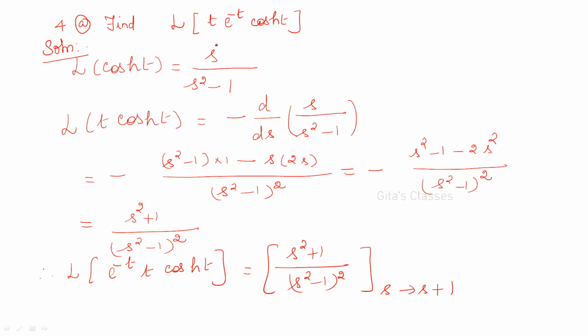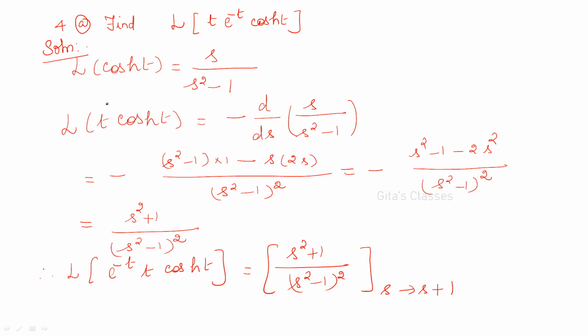Then next is find L of t into e power minus t into cos ht. So you have to be thorough with the formulas, then only can we apply all the theorems in the problems. So without this t into e power minus t, you have to find the Laplace transform. So L of cos ht is s by s squared minus 1. Okay, then multiplied by t. Always remember, multiplication you relate with differentiation and division you relate with integration.